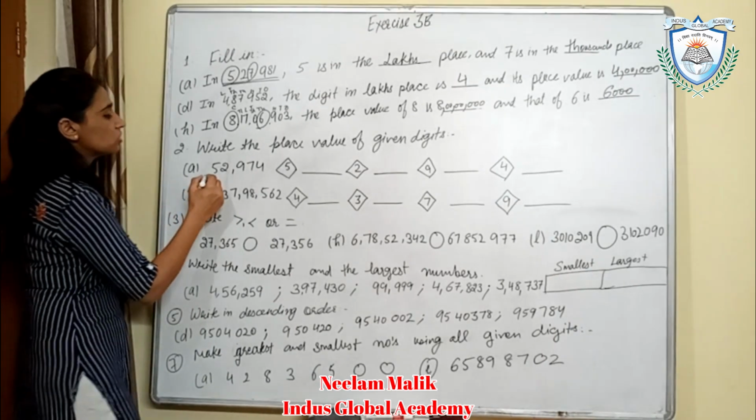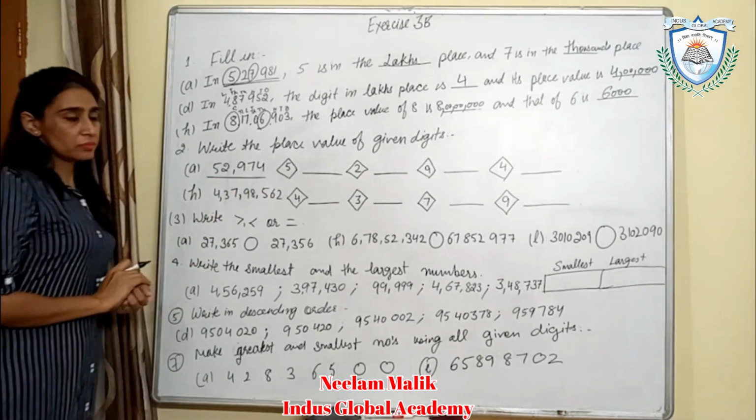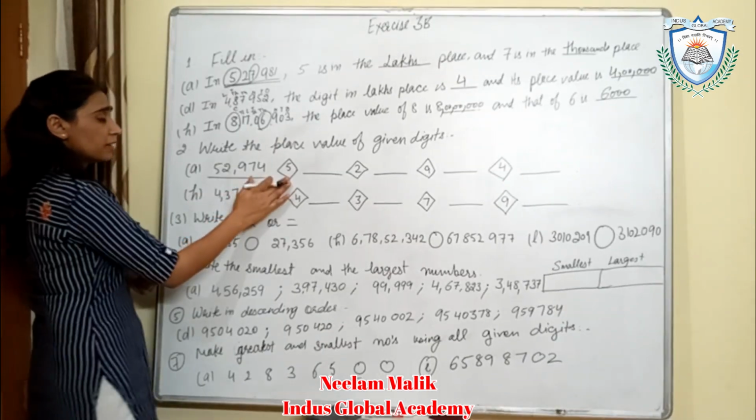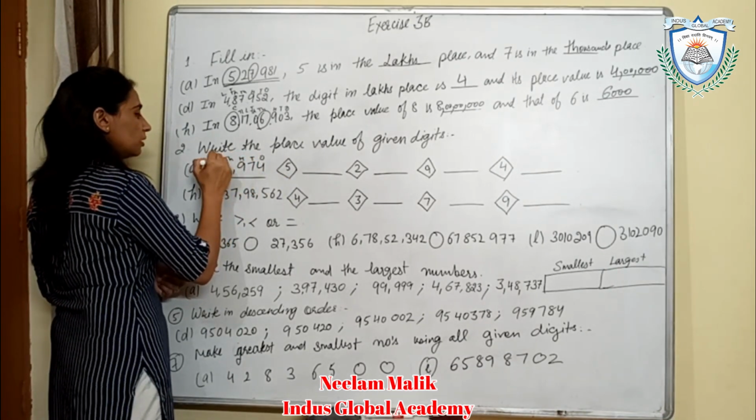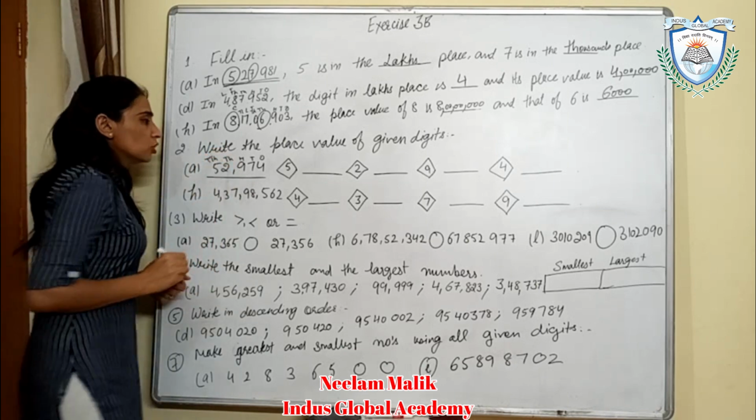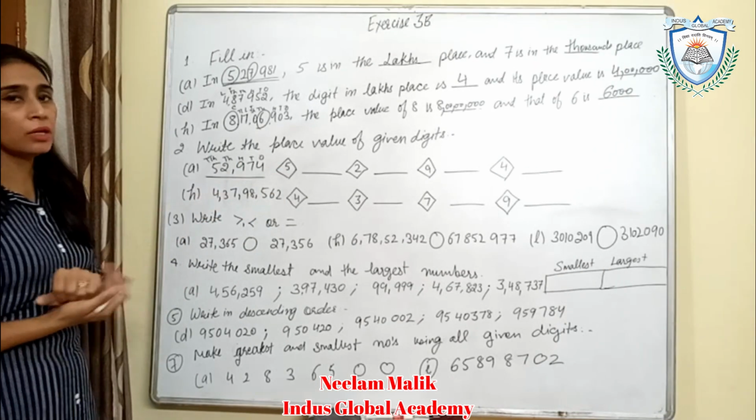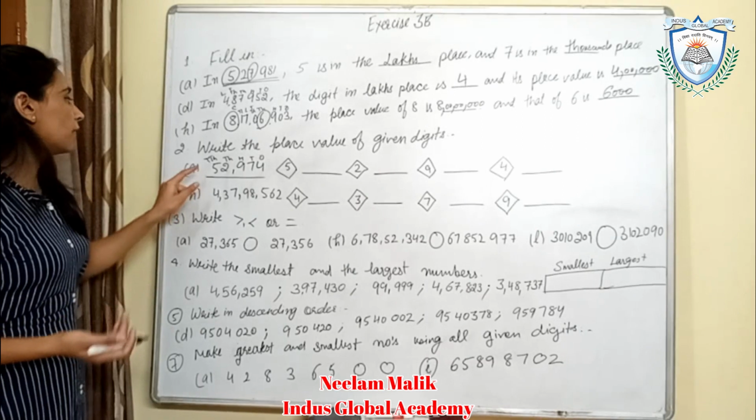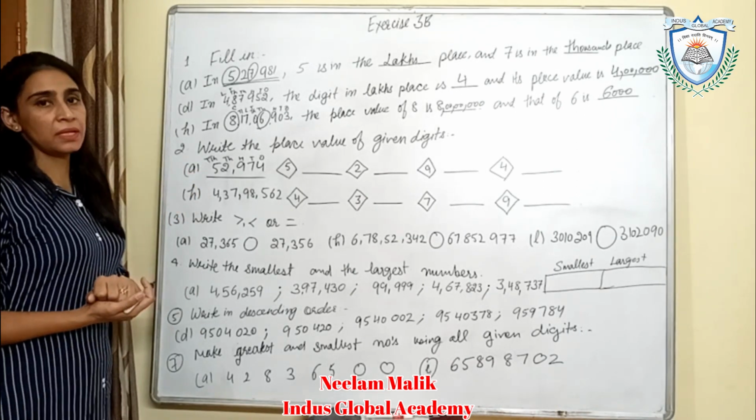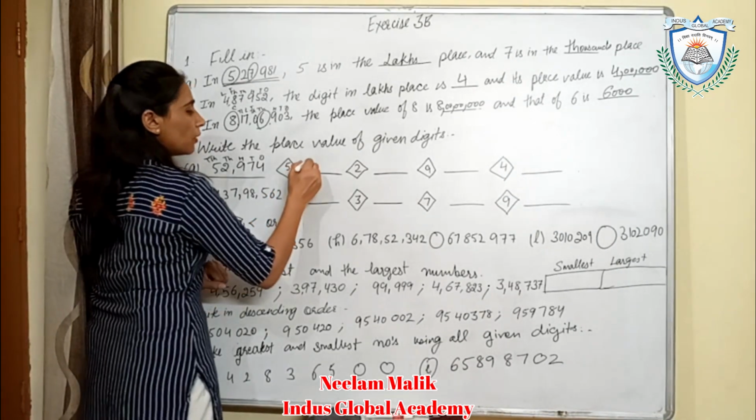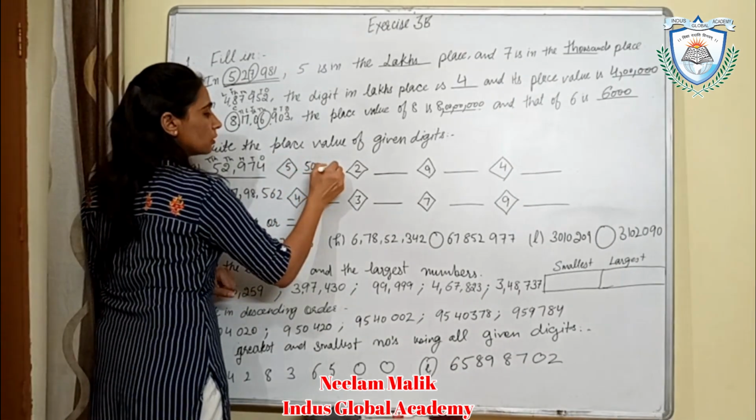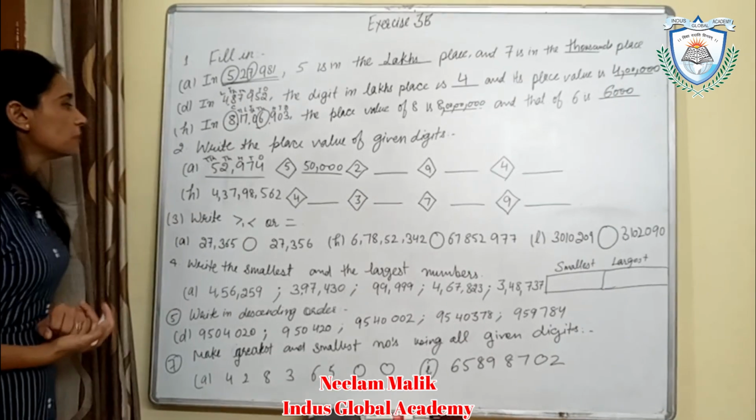Okay, let us consider this one. Here we will write ones, tens, 100, 1000 and 10,000. So we have to tell first the place value of 5. 5 is at the 10,000 place. So what will be the place value of 5? 50,000.